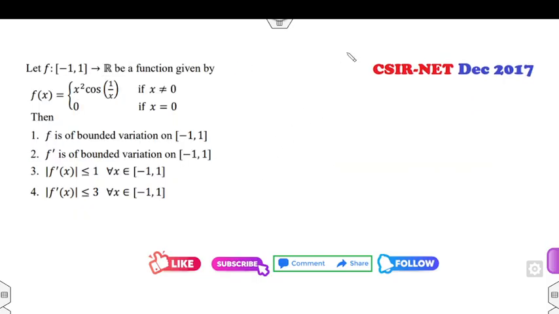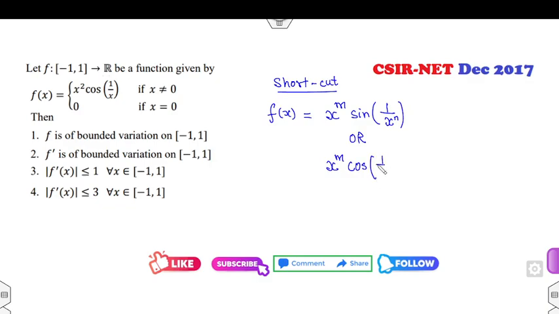Now, f is a function defined to be this. Is f of bounded variation or not? How can you check about the bounded variation? Let me give you the tip: x raised to power m sine of 1 over x raised to power n, or x raised to power m cos of 1 over x raised to power n, such that m is greater than 0 and n is greater than 0. Then f of x is bounded variation if m is greater than n.